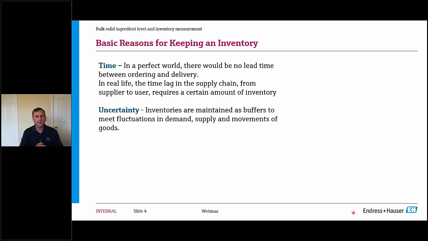Another reason for keeping an eye on inventories is to meet fluctuations in your demand. You may not always know exactly what kind of production is needed for a given day, a given week or so. So demand is going to fluctuate, and for that reason, you also need to have enough product on hand to meet those requirements.